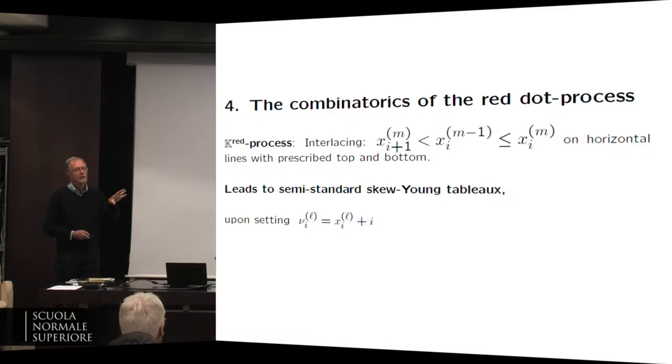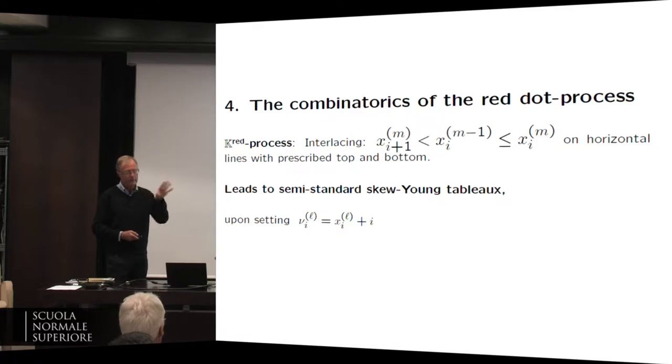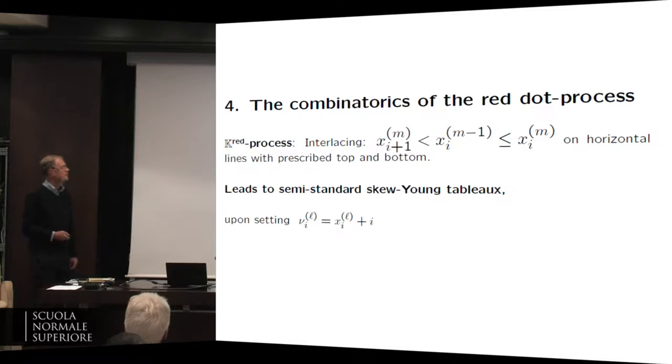The domino tilings relate more closely with orthogonal polynomials. Here it's a different story. It actually relates to combinatorics and to Schur processes, Schur functions. So let me call the coordinates of these red dots at level m, where m equal to 0 is the bottom, m equal to 1 is the next line, 2, etc. I give those coordinates here, and in fact I mentioned to you they are interlacing.